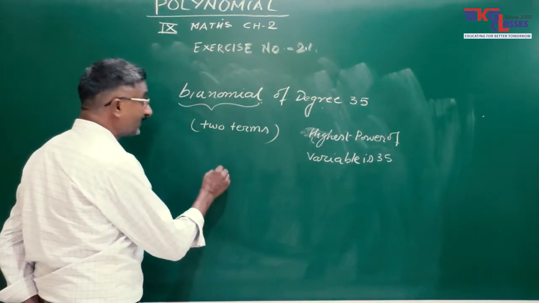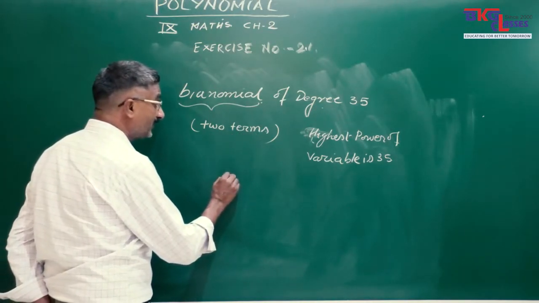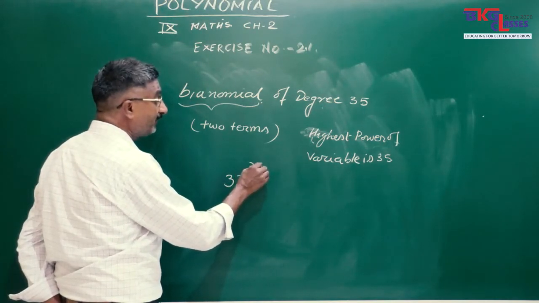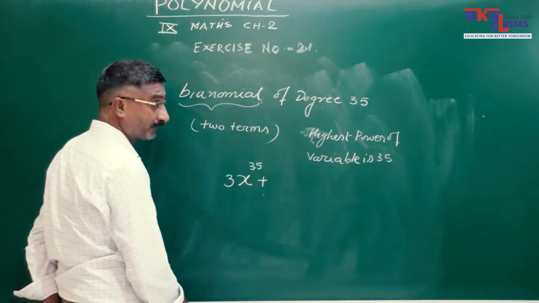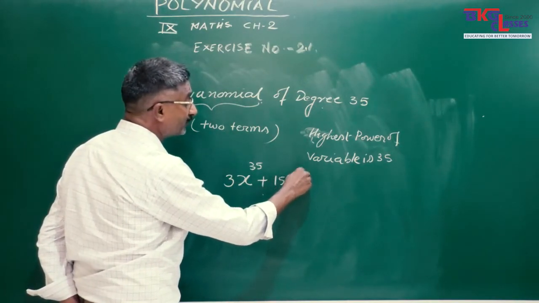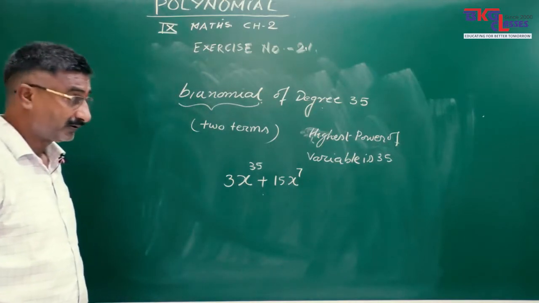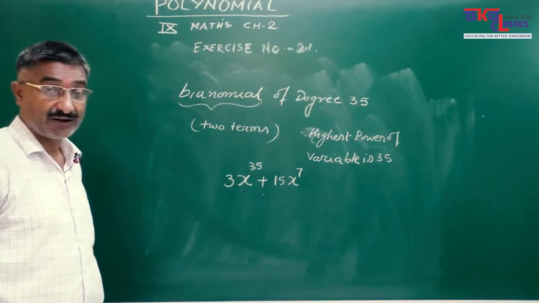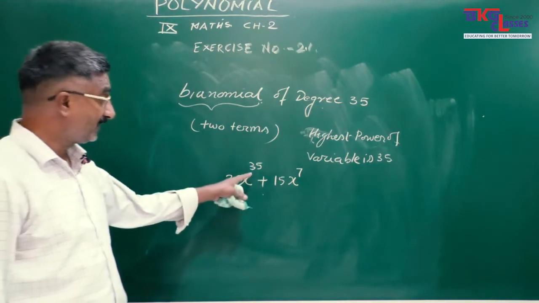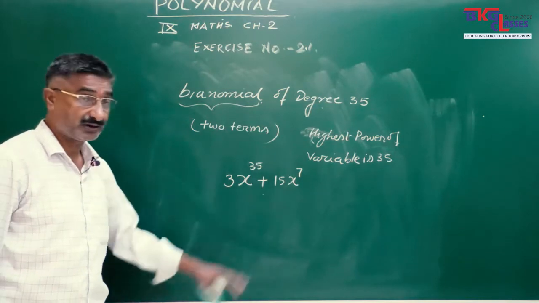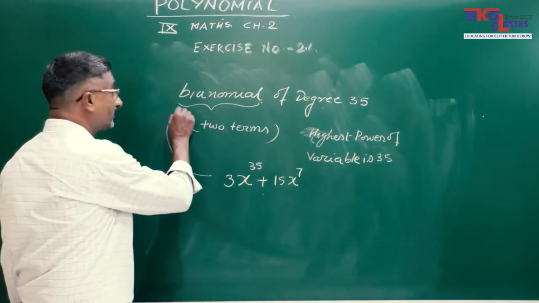So we can write any type of equation, that is, say 3x raised to the power 35 plus 15x raised to the power 7. So there are two terms only. 35 is the highest power. So the degree of the equation is 35 and there are two terms only. So this is binomial.